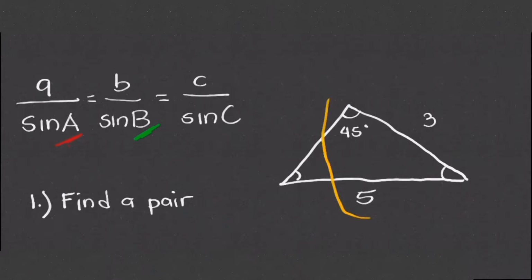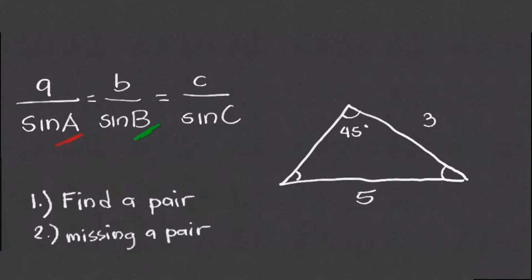So the first step in solving this triangle is to find its pair. So we have a pair, the 45 degrees and the 5. Now the second step is to find a missing pair, and in this case it's the 3. So it's missing its angle. Since you found the missing pair, that's the one we need to solve for.